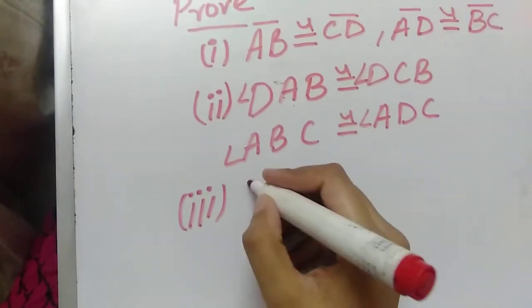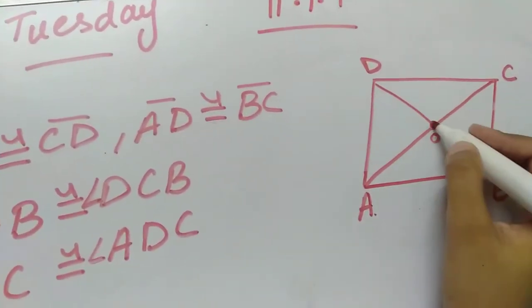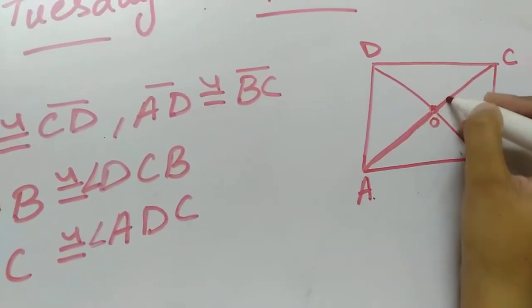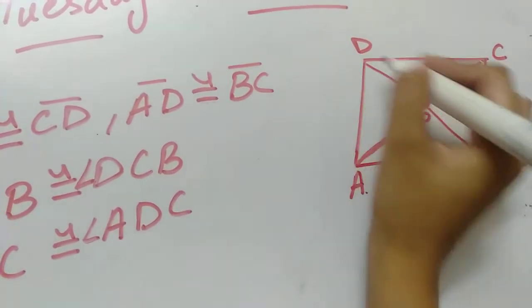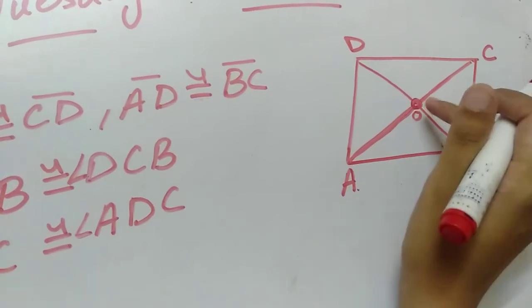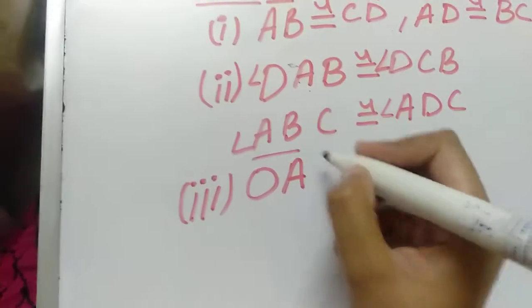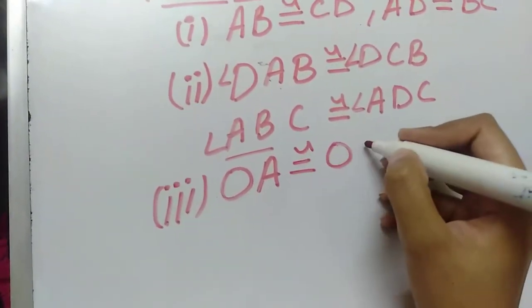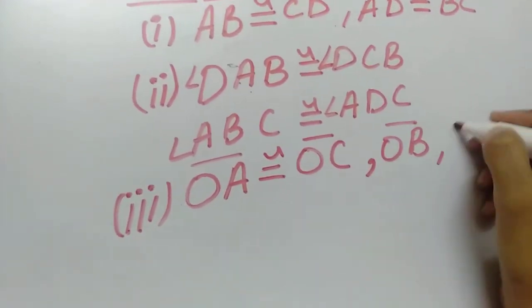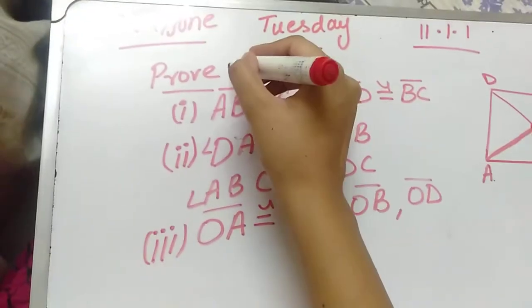That means if we have to prove that the diagonals bisect each other at some point, we will prove that this point is congruent to this point and this point is congruent to this point. All the points are congruent, so we will say that all the lines are bisecting each other at a common point. So we have to prove that OA is congruent to OC and OB is congruent to OD. These are our proof statements. We have to prove them.